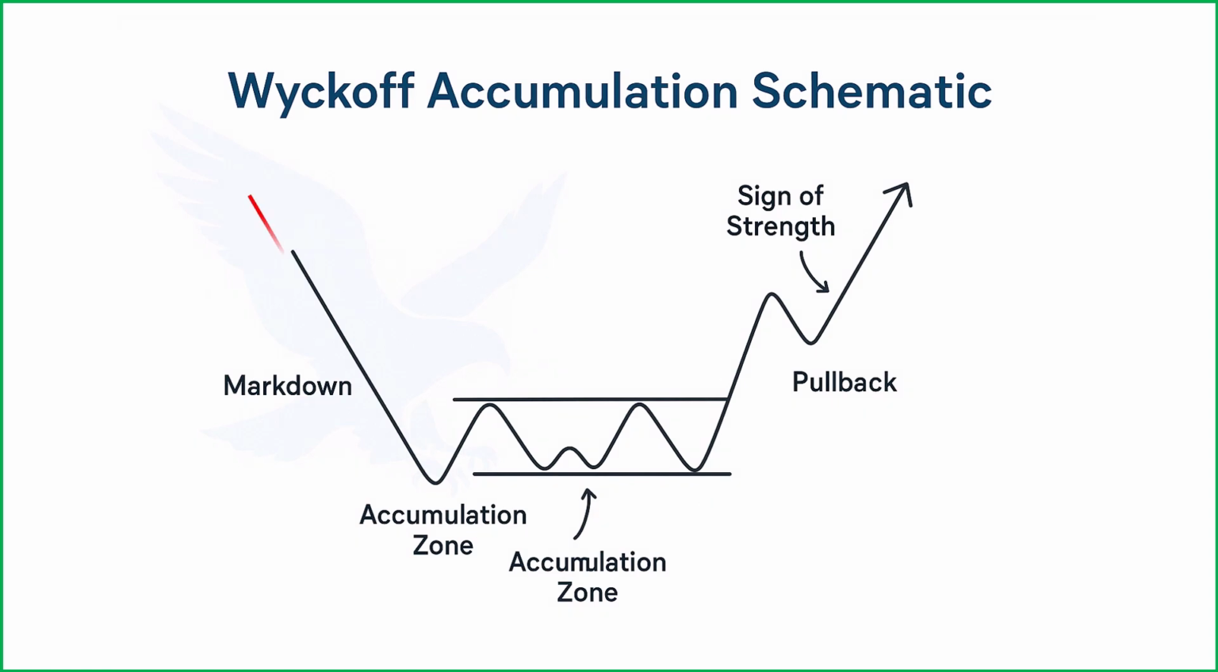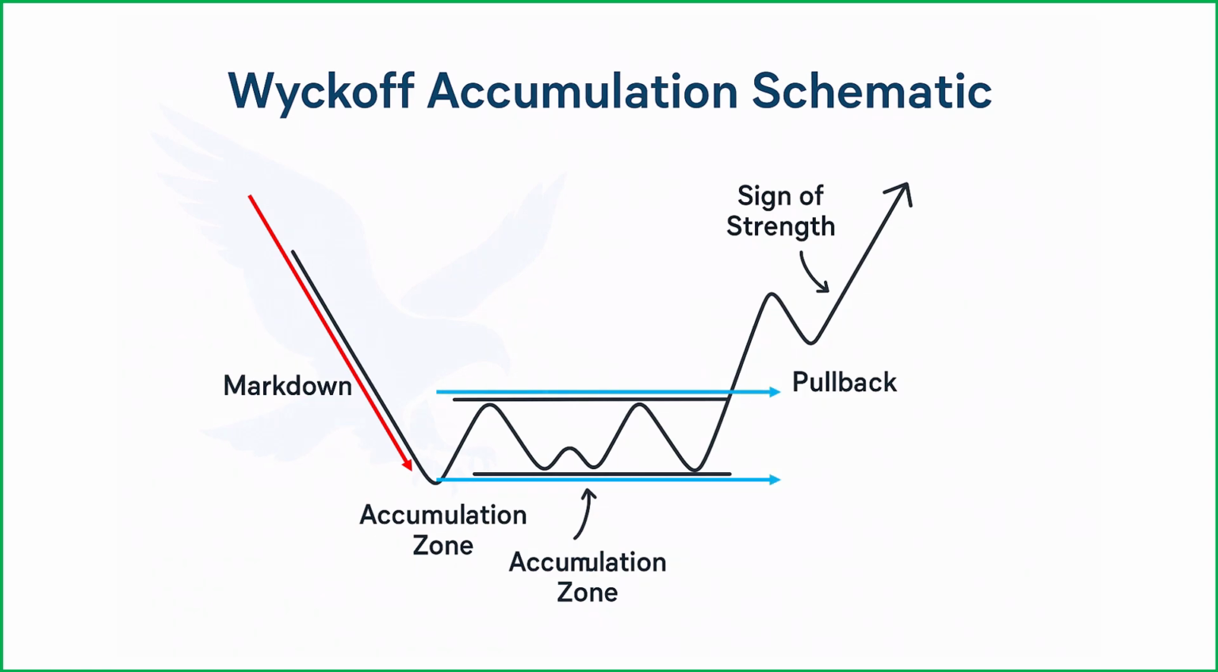Number 1. A downtrend first. Markdown. Before accumulation even begins, the market has to go down. That's the markdown phase, where prices fall, sellers are in control, and everyone's scared. You can't have accumulation without markdown coming first. Number 2. Sideways movement begins, accumulation zone.